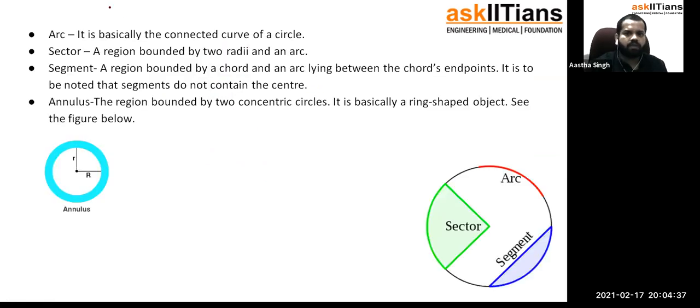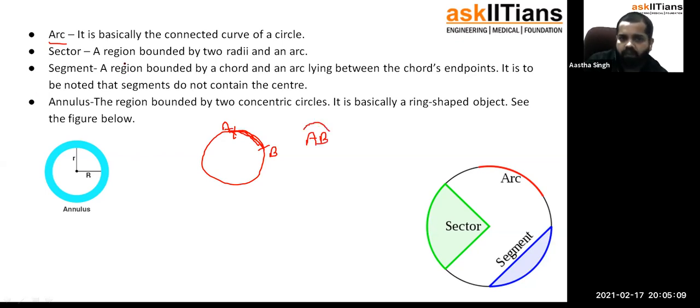Our first basic term is arc. What is an arc? It is basically a connected curve of a circle. If a circle is there, then any part of your circle, suppose we are talking about this part, is just an arc. This is an arc, suppose A and B. So your AB will be your arc, denoted by this sign.